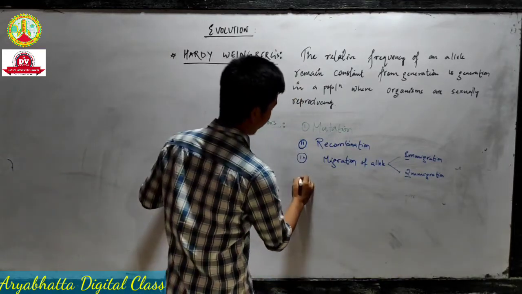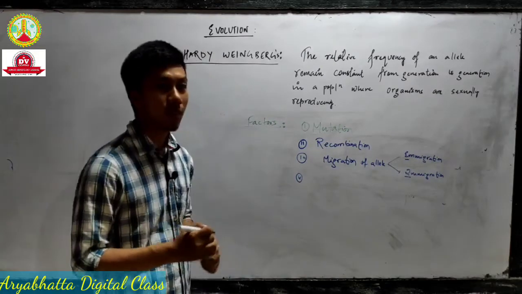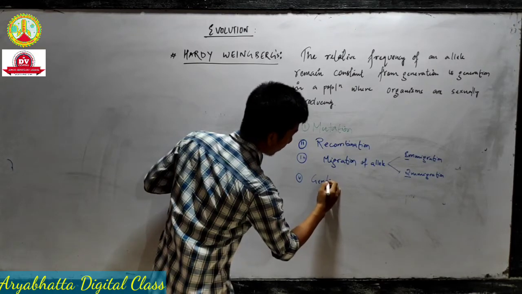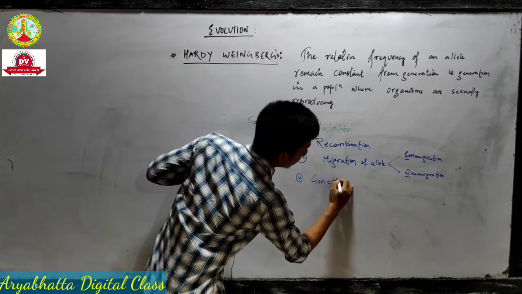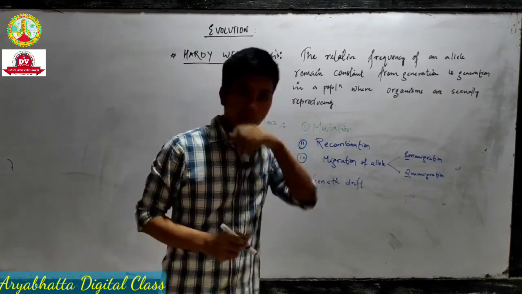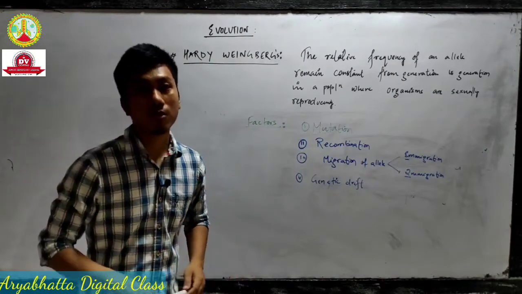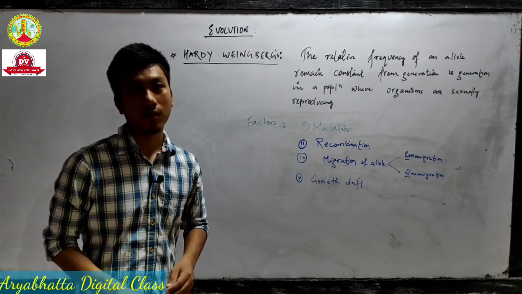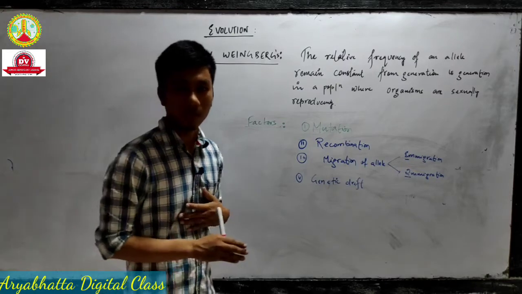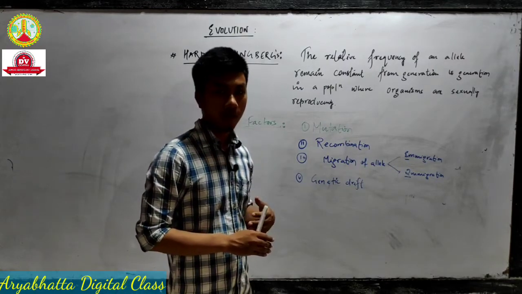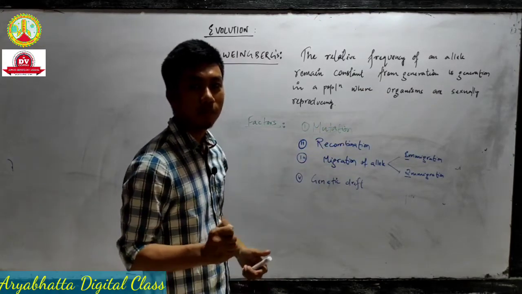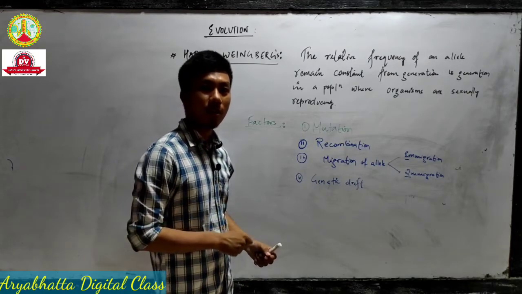Number 4, genetic drift. That is very important. Some part, study by yourself also. Some topics study by yourself. Do not depend on everything on others, not even on me. Especially men, never depend on someone else. A real man makes his own luck.